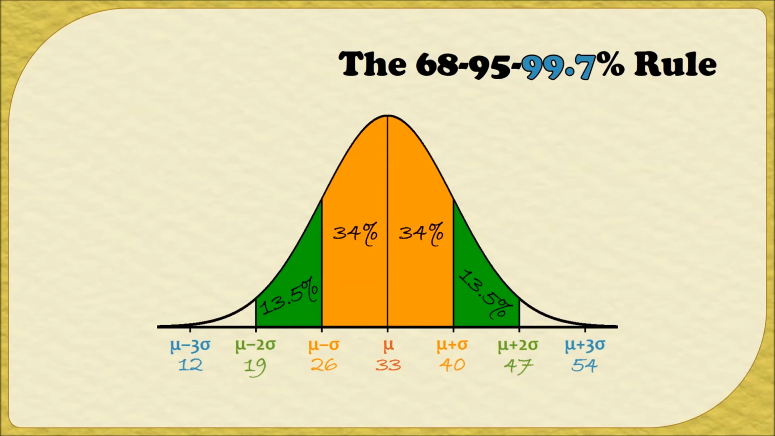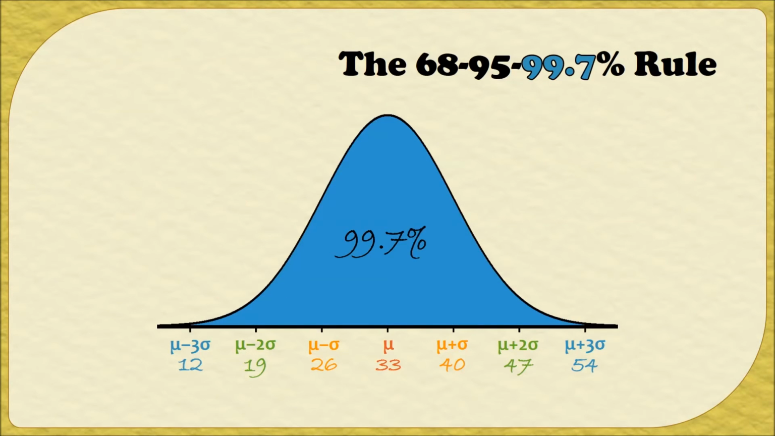The last part of this rule is the 99.7% portion. And you guessed it, that means 99.7% of the values live within 3 standard deviations of the mean. In other words, just 0.3%, not even 3%, but 0.3% of the values are going to be further away from the mean than 3 standard deviations.